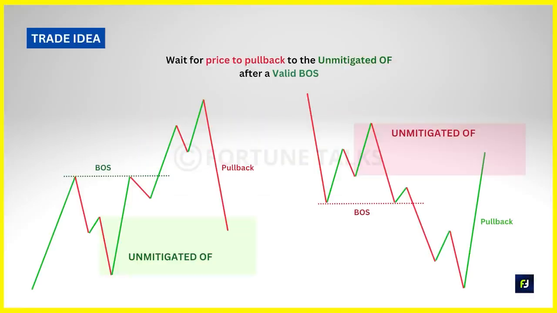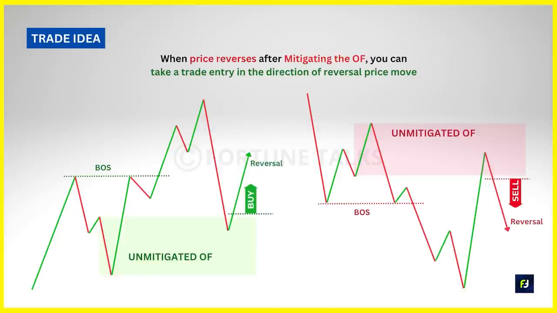Now, let us briefly look at how to take trades using the order flow concept. The idea is to take a trade from the order flow zone when price comes back to test the order flow during a pullback, which follows the break of structure, and then take a trade entry when the price begins to reverse from the order flow after mitigation. As I have mentioned a few times, this should only be applied to unmitigated order flows. If you know how to correctly mark the market structure and identify the pullbacks, then this is going to be very easy. Now let us consider an example for bullish and bearish scenarios.